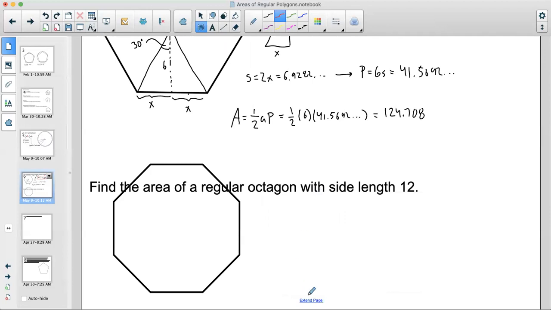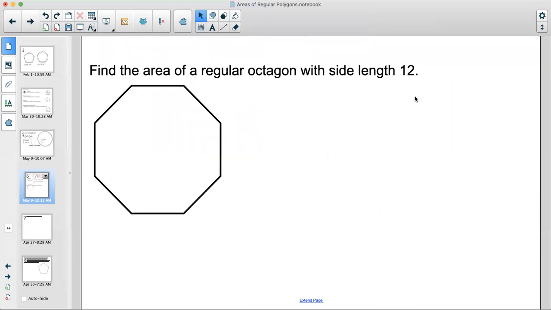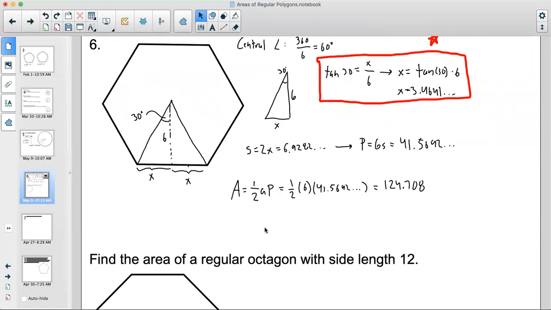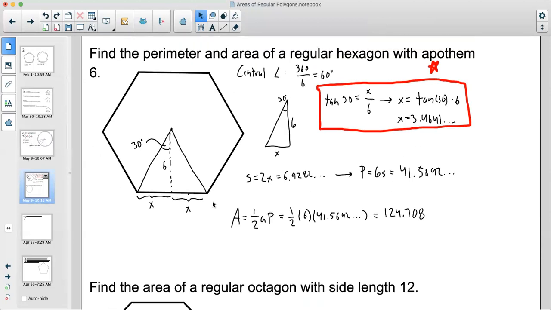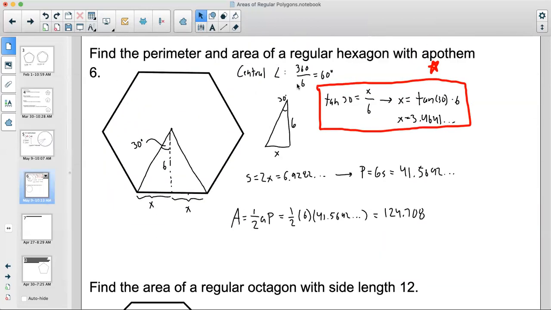It's weird how this thing looks like this now, but I'll just move it around. Same question, except this time I'm given the side length, which is what I was given before. So I'm going to do this one. I'm going to use the formula again, but either way, I've got to figure out: if I have the side length, I've got to find the apothem. If I have the apothem, like I did up here, I've got to find the side length.